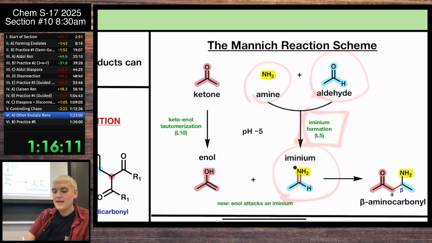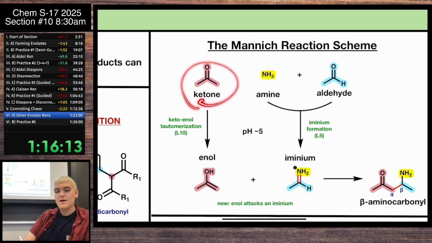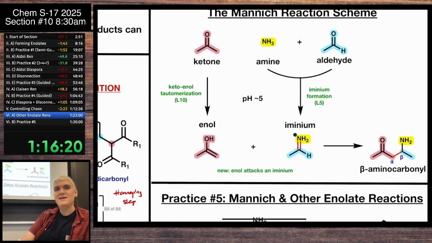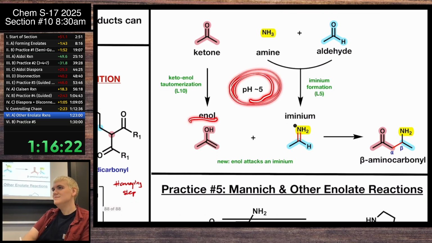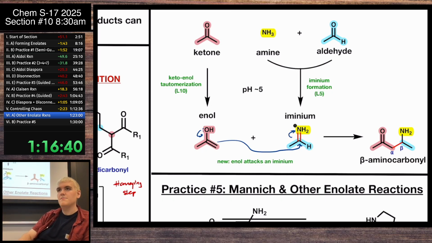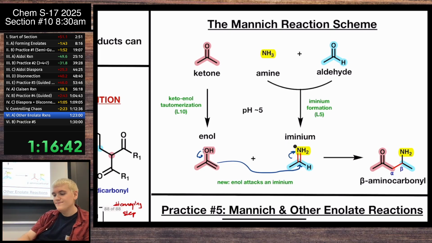And then you have a ketone, which is going to do a tautomerization that we saw in this lecture and become an enol. We're not going to form an enolate because we're at pH of about 5, so slightly acidic. We're not going to have like a strong base. So we are just working with enols. And then the key thing is our enol is going to go and attack our iminium. And that is the one thing that's kind of new about this reaction scheme. Everything else is kind of putting together pieces that we saw from lecture 5 or earlier in lecture 10.